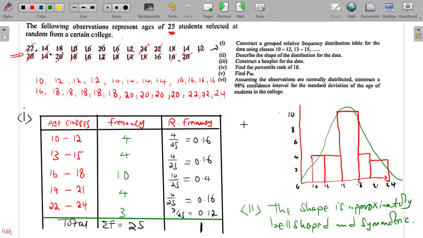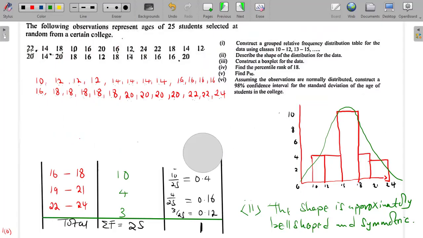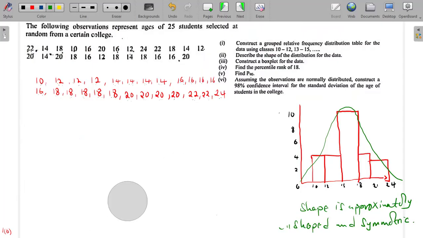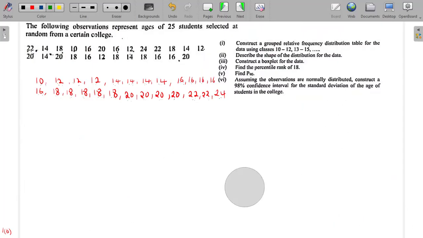All right, so we are done with this. The next thing now is to find or construct a box plot. A box plot is a 5-number summary, and sometimes we can actually show the mean there. But most of the time we don't show the mean, we just show the 5-number summary. The 5-number summary means the minimum, the maximum, Q1, Q2, Q3, and sometimes we're required to show the mean. The maximum and the minimum you just get from the ordered data. So the minimum is 10, the maximum is 24.